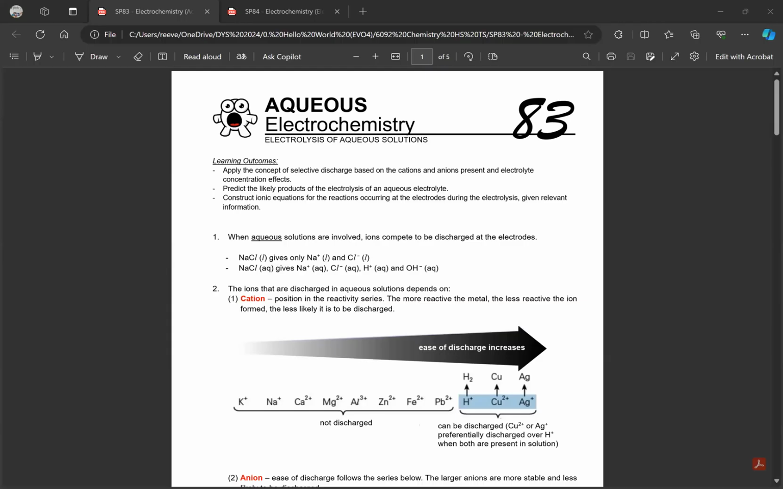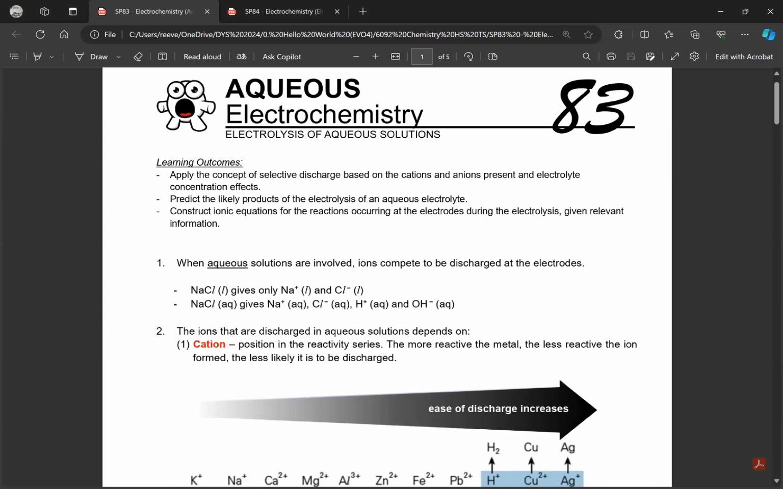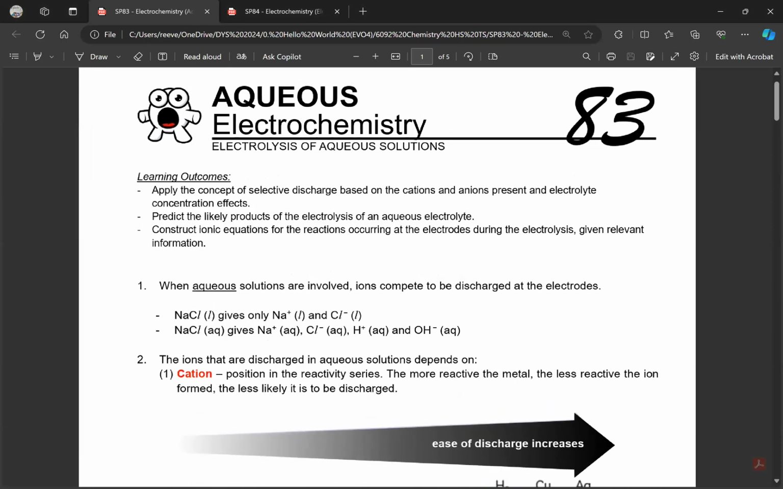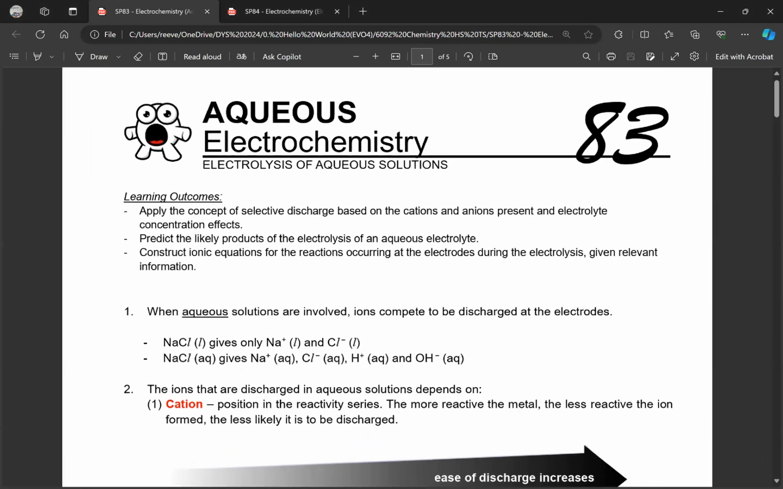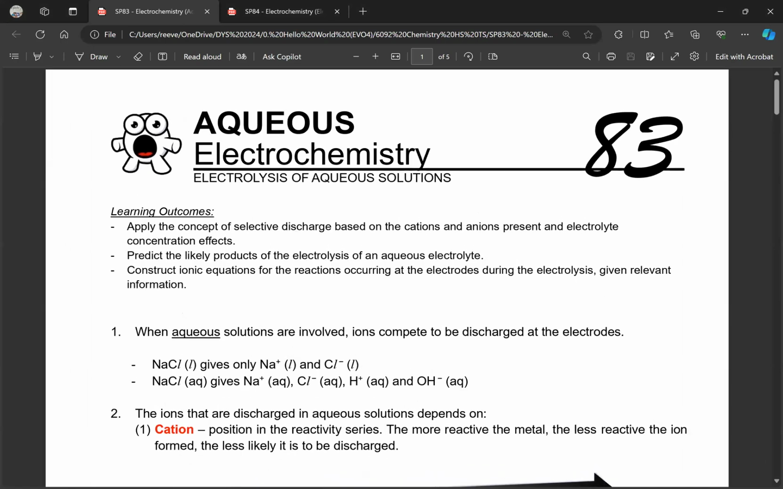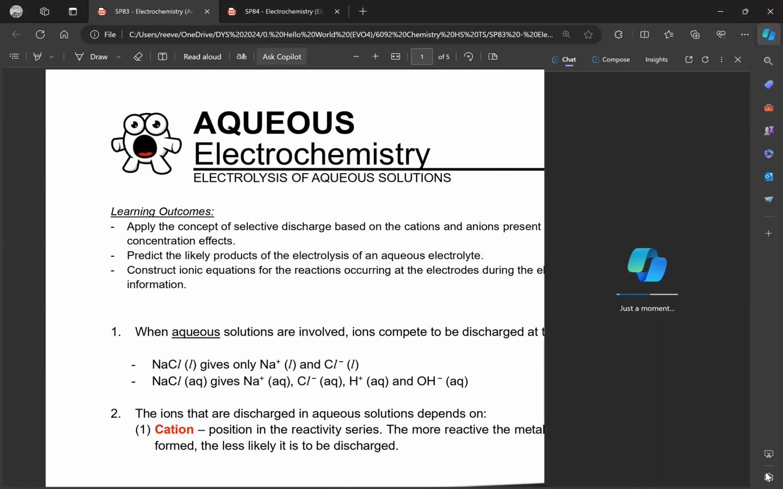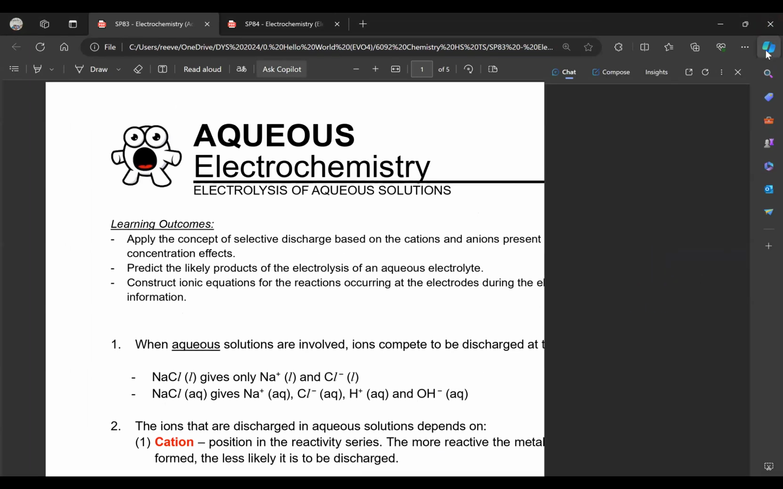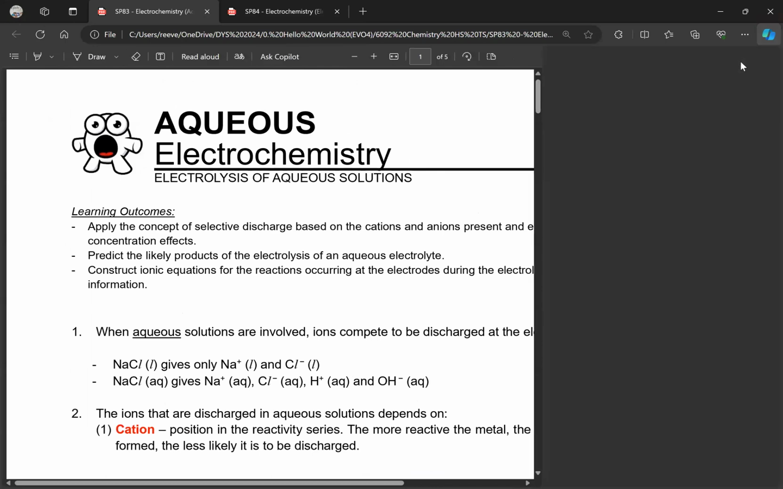Okay, I hope you can see the shared screen now. The set of notes that we are using now is number 83. I hope you can hear me. If you cannot hear me, it is very soft, you just increase your volume. Wait, give me a minute. I don't know why so many people popped up.